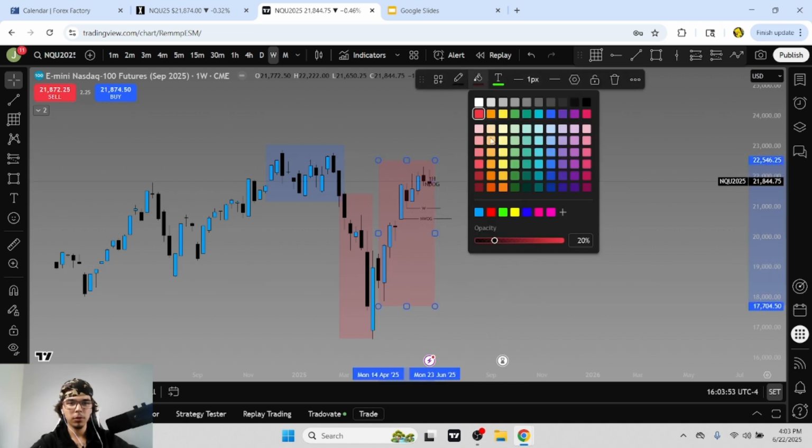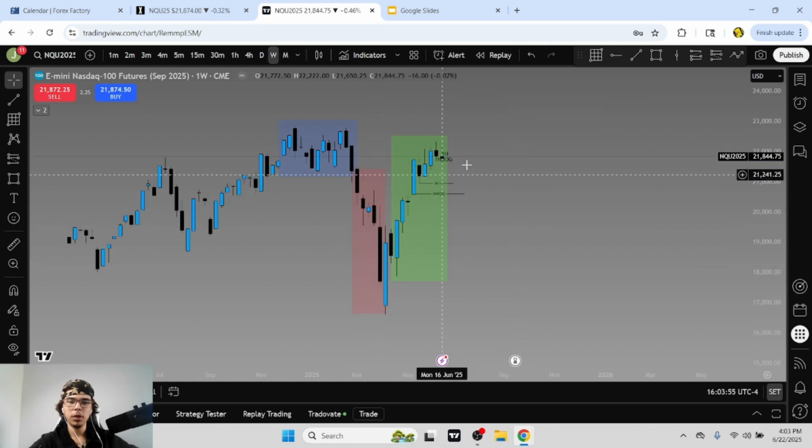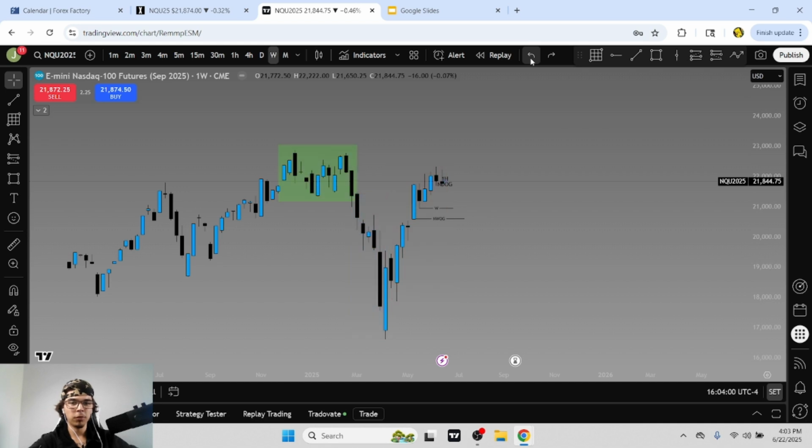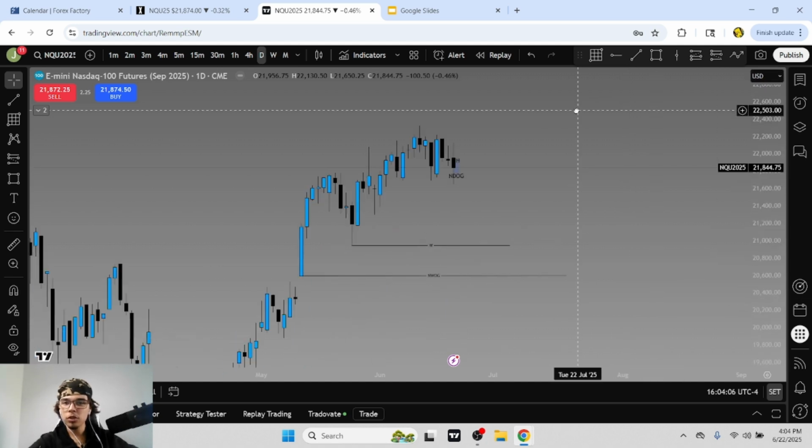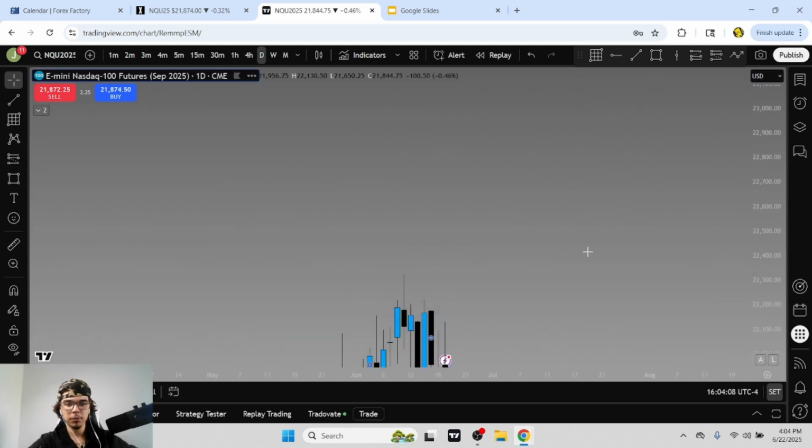That's what it'll look like on the weekly time frame. Mind you, this is all we look for when we enter off the model I use. But anyways, let's jump into the daily.